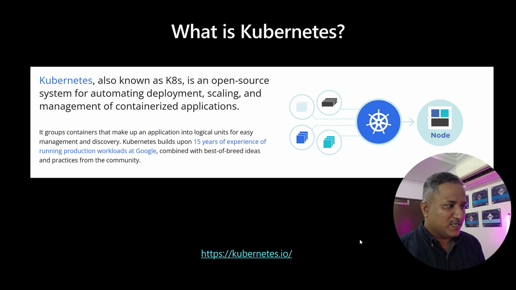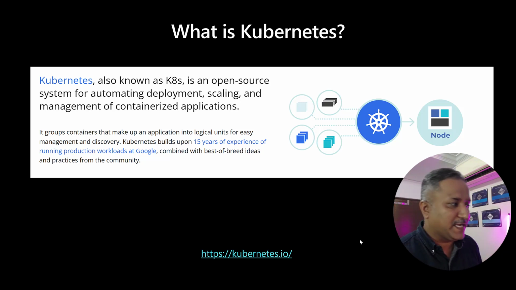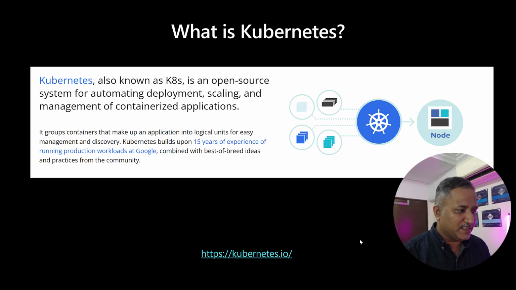So let's look at why Kubernetes is so popular and what Kubernetes is in itself. Kubernetes, also known as K8s, is an open source project for automating deployment, scaling, and managing of containerized applications. So anything that can run as a container can be managed by Kubernetes. This particular definition comes from the Kubernetes website, kubernetes.io, and it also states that it groups the containers of an application into logical units, and makes it easy for management and discovery.